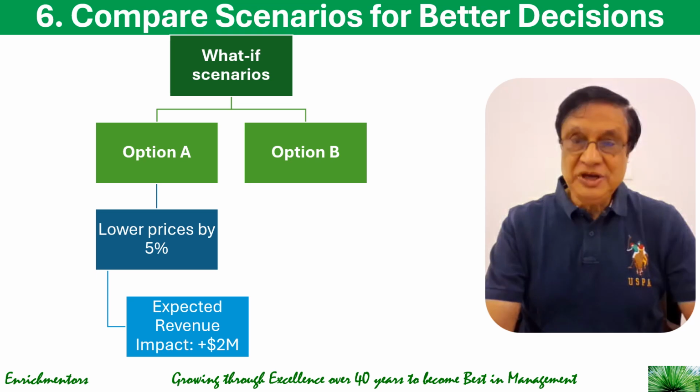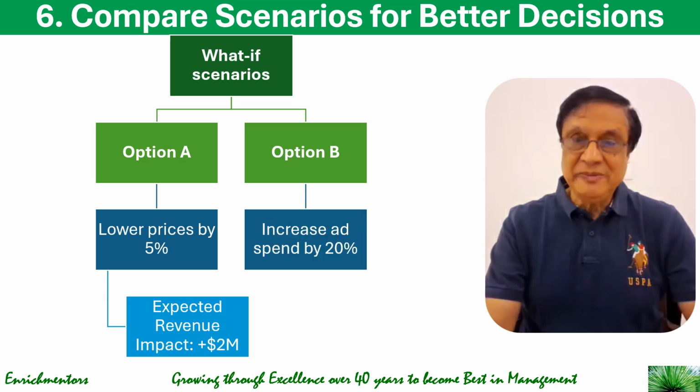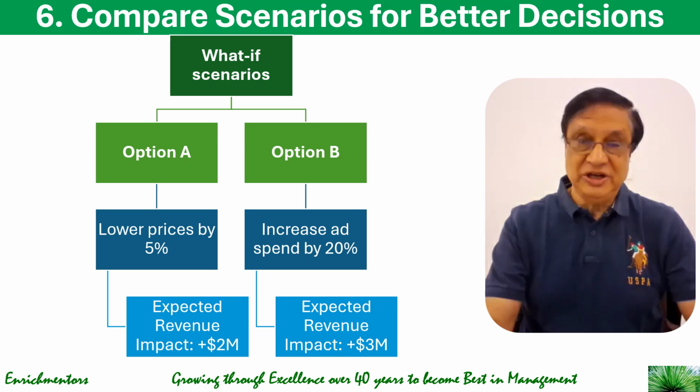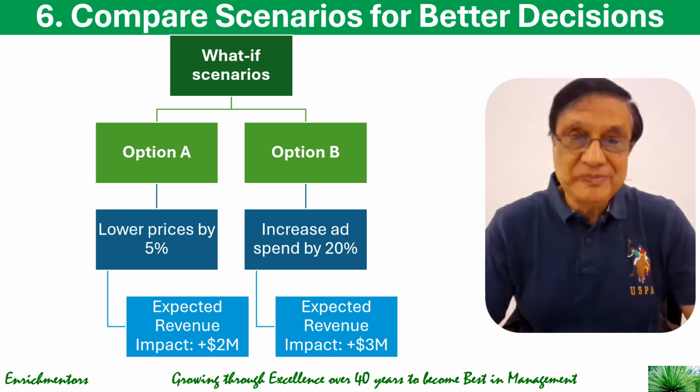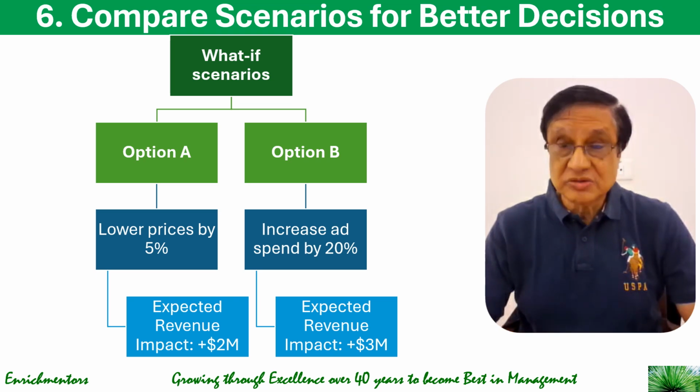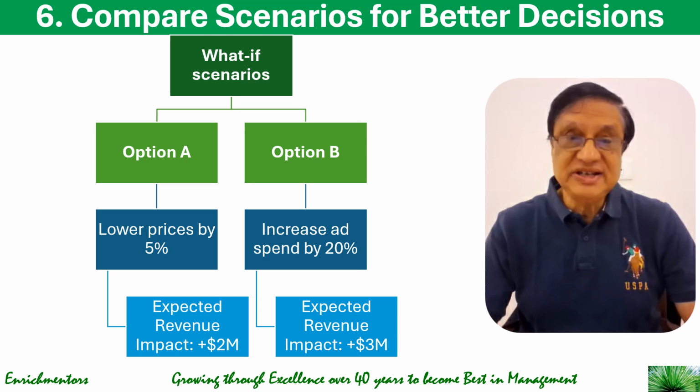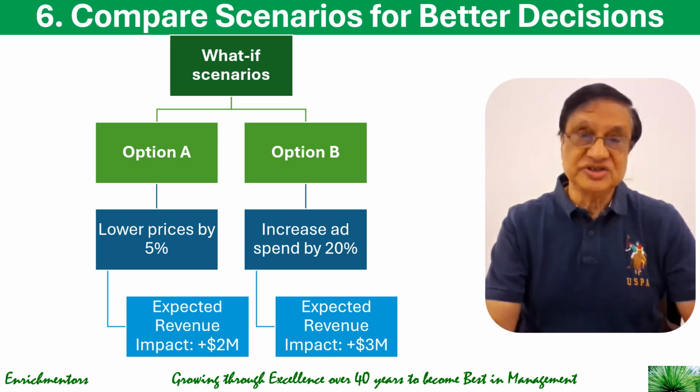Now there is an option B. If you increase ad spend by 20%, your expected revenue impact will be plus 3 billion. So that will help your decision makers make a choice, right? So a scenario comparison chart like this helps executives quickly see the trade-off and make decisions, right?